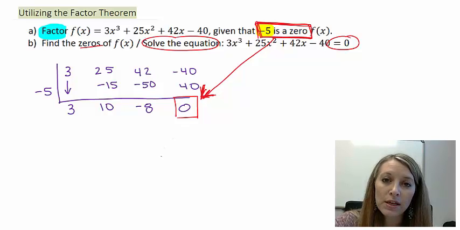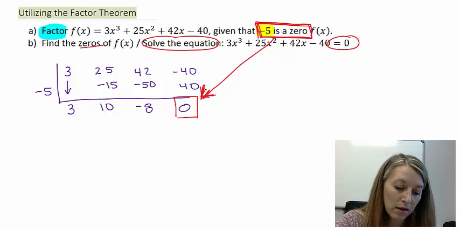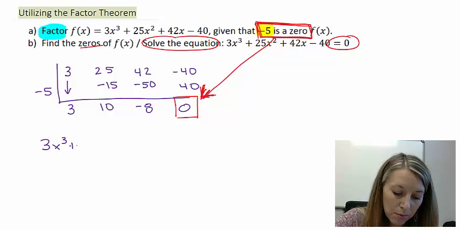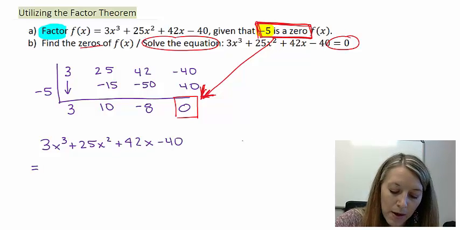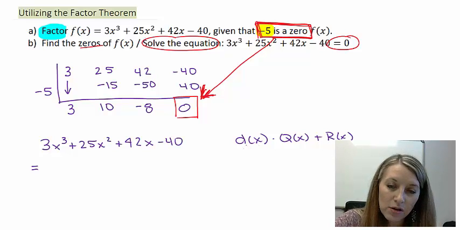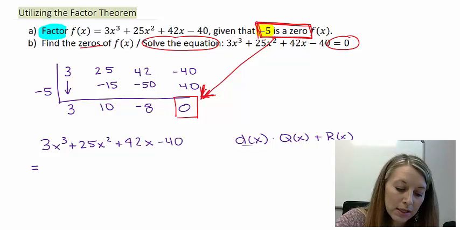So I'm going to put this in the division algorithm method. We have our original polynomial, 3x cubed plus 25x squared plus 42x minus 40. And I'm going to set this up as my divisor, what I divided by, times my quotient plus my remainder. Okay, my divisor might be a little bit difficult to see. I'll talk about that in a minute. The quotient is our answer right here.